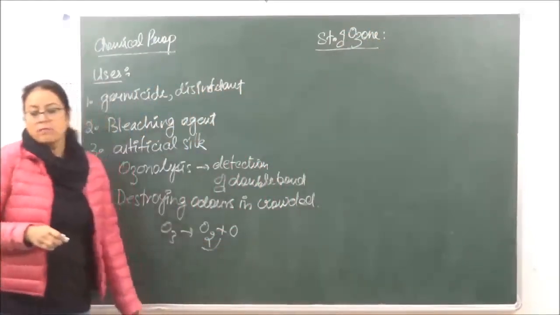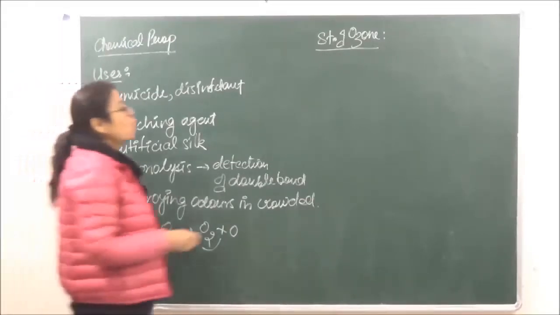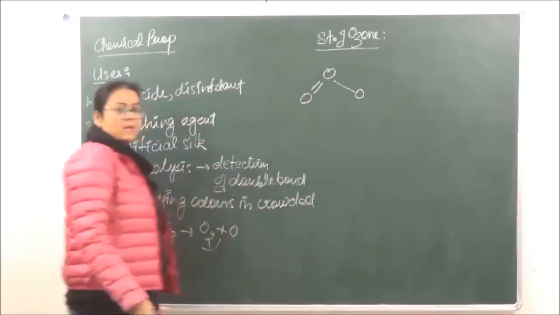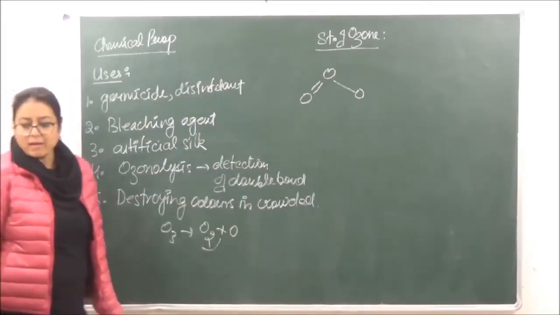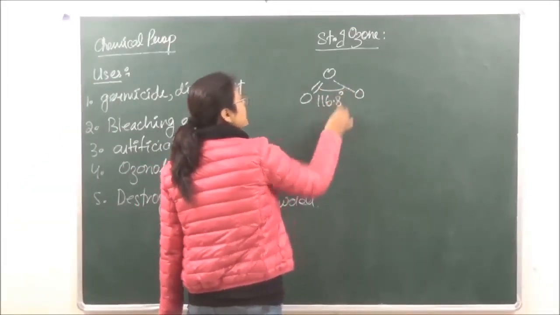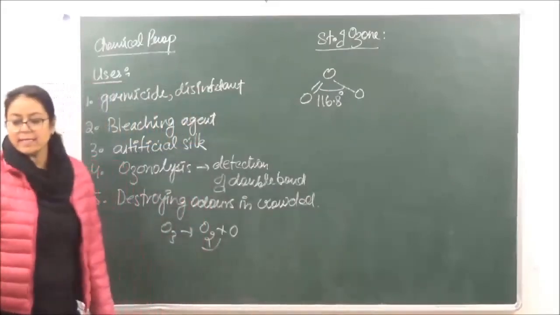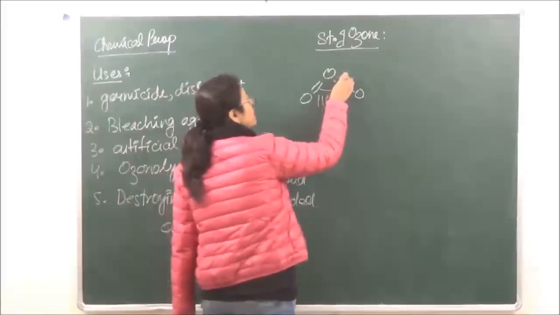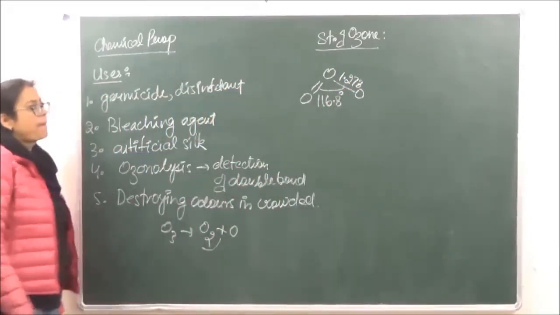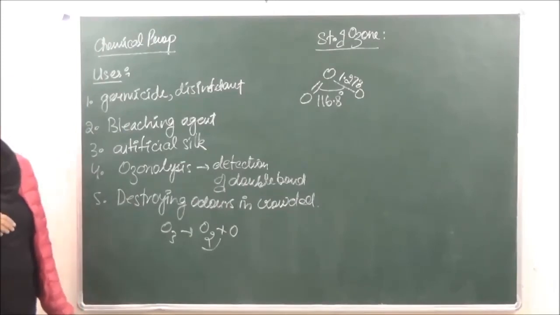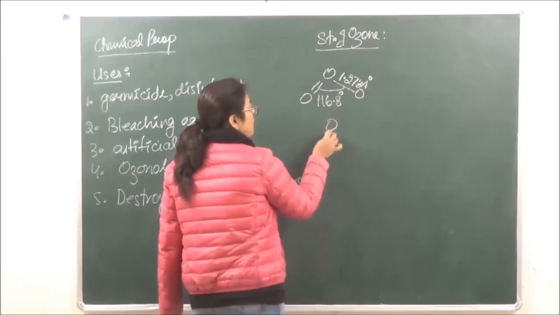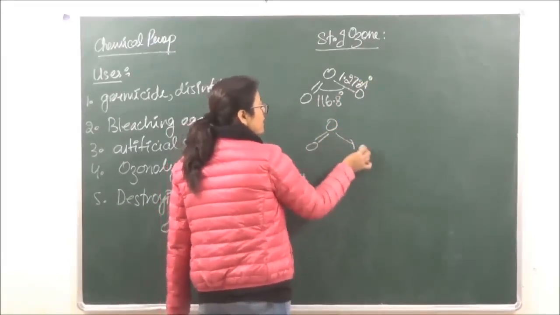So next we come to the structure of ozone. When we look at the structure of ozone, ozone is doubly bonded and singly bonded like this, right? So the bond angle in this case is 116.8 degrees and the bond length is 1.278 angstrom. It is a resonance hybrid of the following two resonating structures.